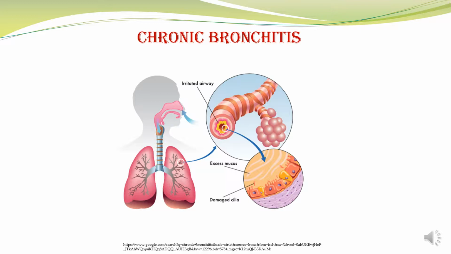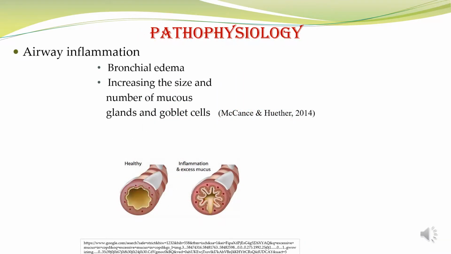Chronic bronchitis is defined as hypersecretion of mucus and a chronic productive cough that continues for at least 3 months of the year for at least 2 consecutive years. Inhaled irritants such as smoke, dust, and fumes cause airway inflammation with infiltration of neutrophils, macrophages, and lymphocytes into the bronchial wall. Continual bronchial inflammation causes bronchial edema and increases the size and the number of mucus glands and goblet cells in the airway epithelium. The inflammatory process continues even after withdrawal of prolonged exposure to the bronchial irritants.